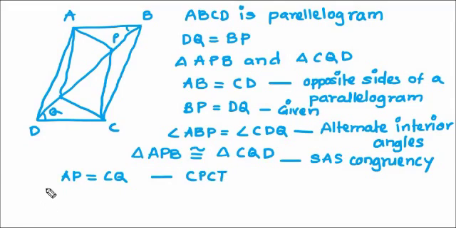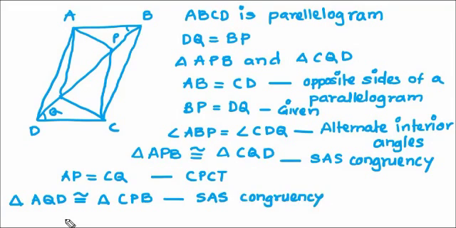In the same way, we can prove that in triangle exactly same way we can use SAS congruency and prove this. And we'll find that AQ is equal to CP. So what we have found? We have found that this is equal to this and this is equal to this. And we know that when both pairs of opposite sides are equal, then that quadrilateral is a parallelogram.